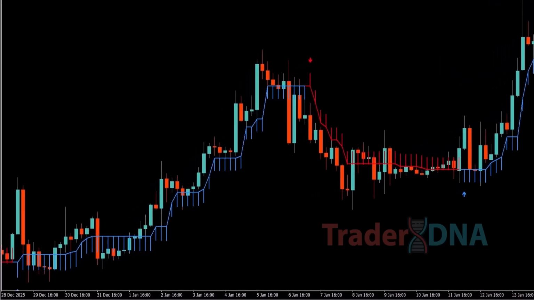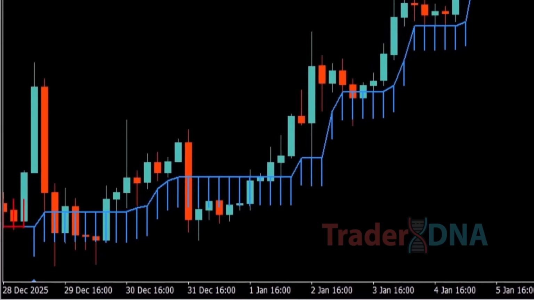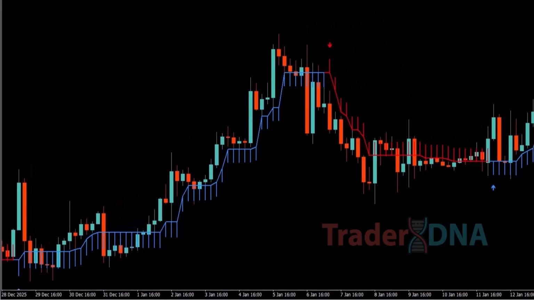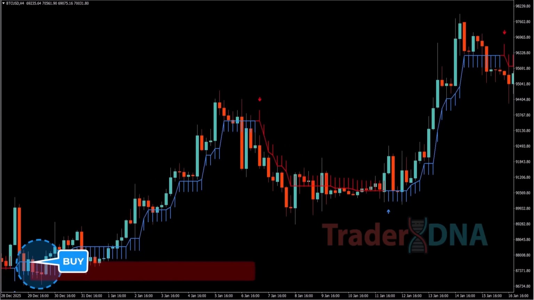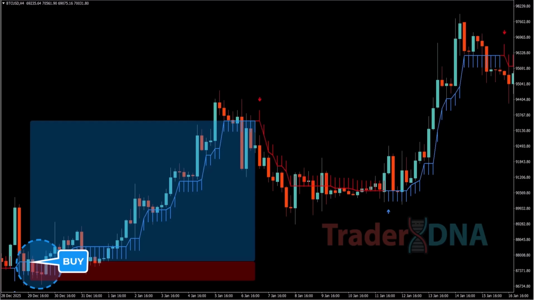Now take a look right here. This is the most basic way to trade using this indicator. When the indicator turns blue, that means it's giving you a buy signal. And as you can clearly see on this chart, right after that signal appears, price explodes upward, giving you a huge profit opportunity while your stop loss stays very small and controlled.